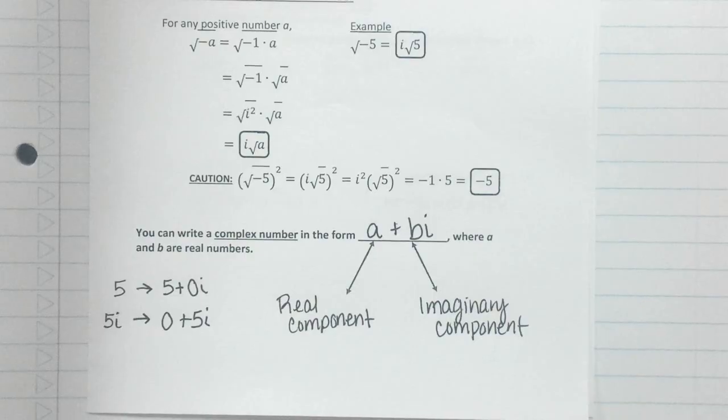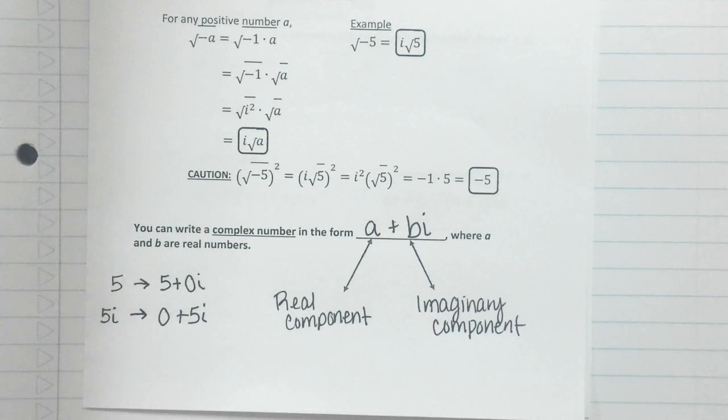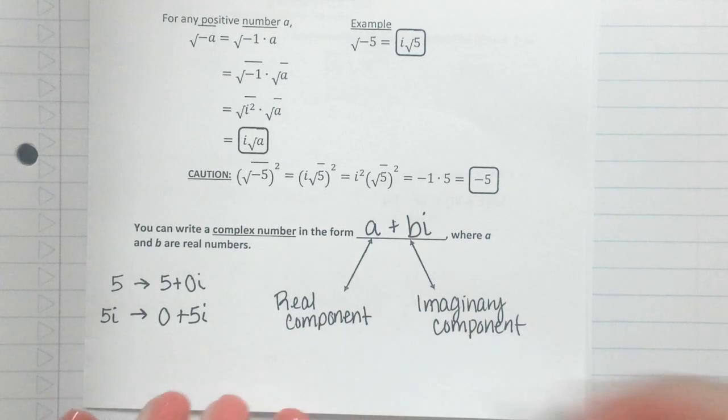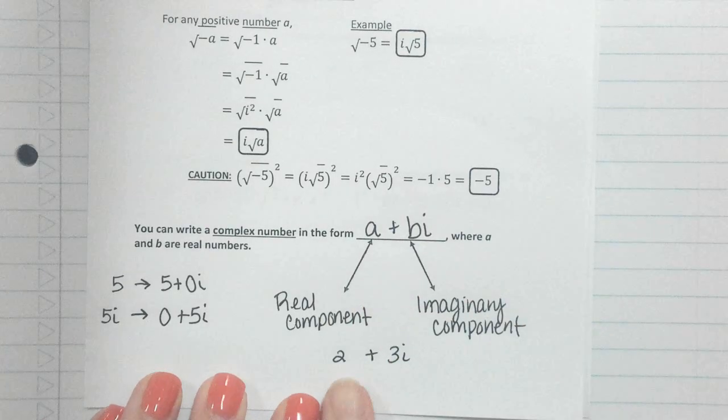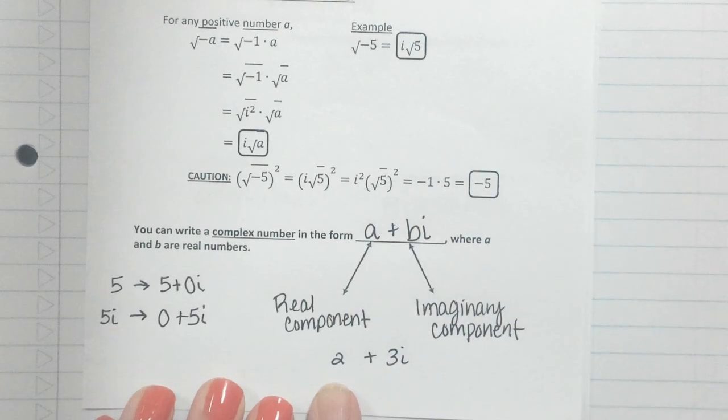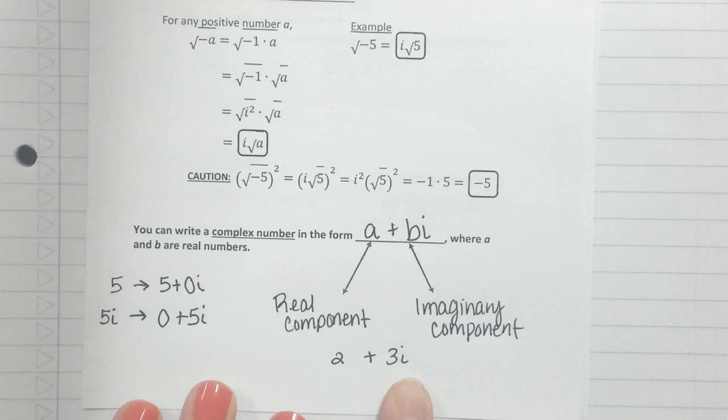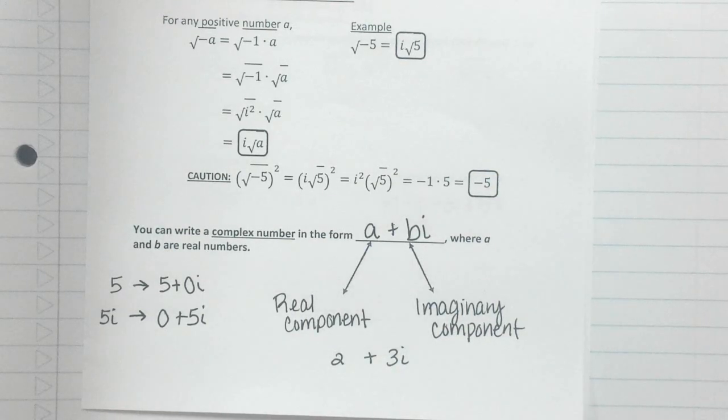So some numbers are purely real, some of them are purely imaginary, and some have a little bit of both. So for example, the number 2 plus 3i, that is one number, and it's a little bit real, and it's a little bit imaginary. It's got a little bit of both. It's bizarre to think that that's one number, but that's what it is.